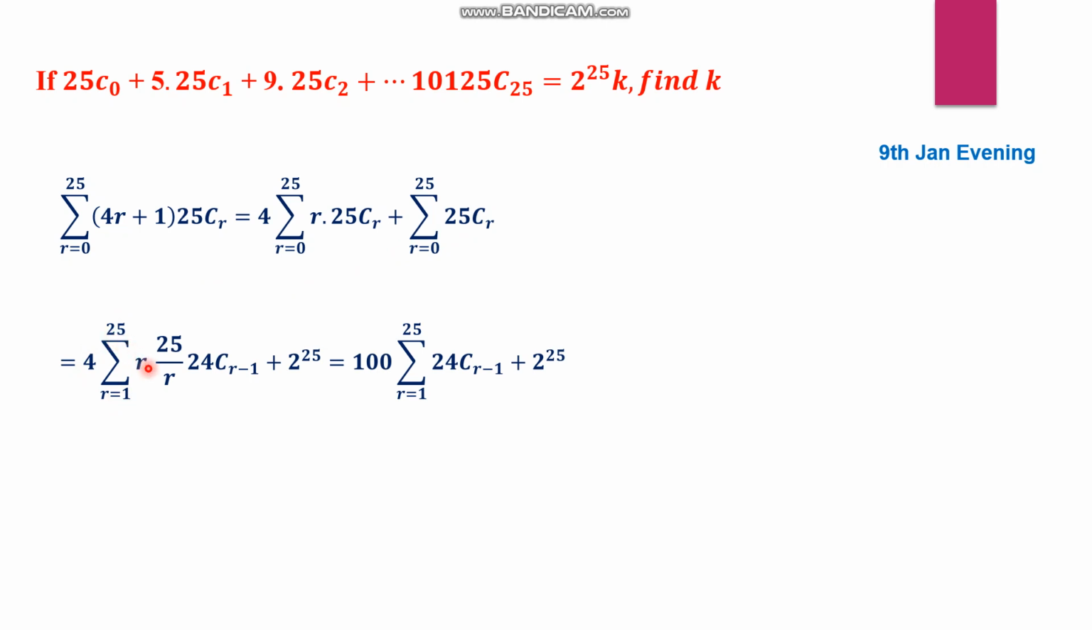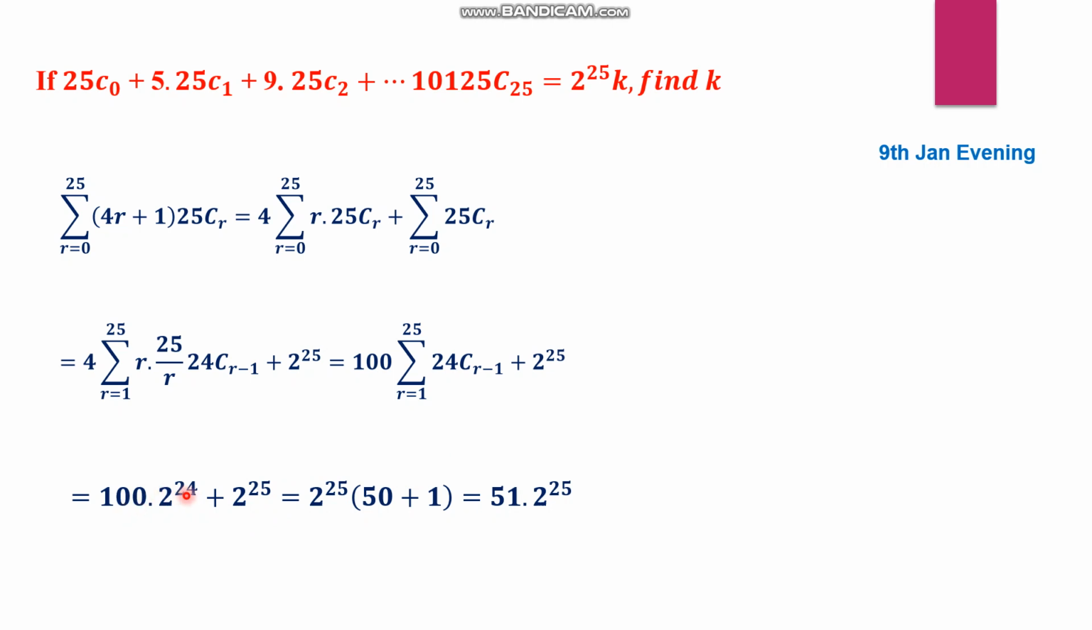Now that will be 4 into sigma r is equal to 1 to 25 r into, we can write 25cr as 25 by r, 24c(r minus 1), plus this term is nothing but 2 power 25. We know that when you keep on giving the values for r as 0 to 25, we get 25c0 plus 25c1, etc., and that will be 2 to the power 25. And that's equal to 25 into 4, r gets cancelled, 24c(r minus 1), plus 2 power 25, and that's equal to 100 into this term which simplifies to 2 power 24, plus 2 to the power 25.